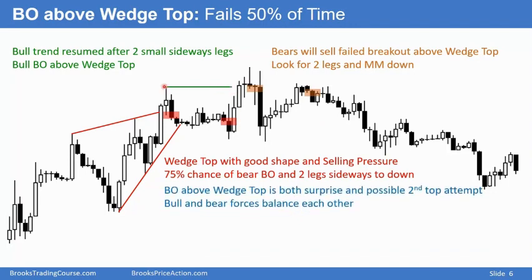The breakout above the wedge is a surprise. Very often you'll get a second leg up, especially when the breakout has a pair of strong bull bars like this. Usually you're going to get at least a small second leg up. And a lot of bears will wait until after the micro double top, and then they'll look to sell the reversal down.